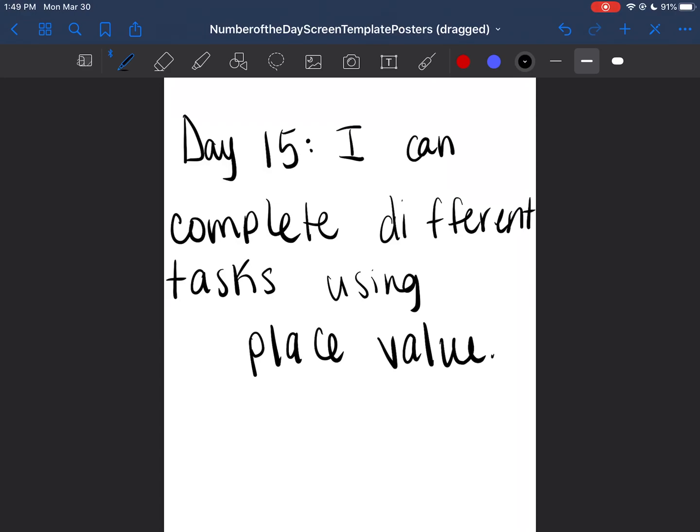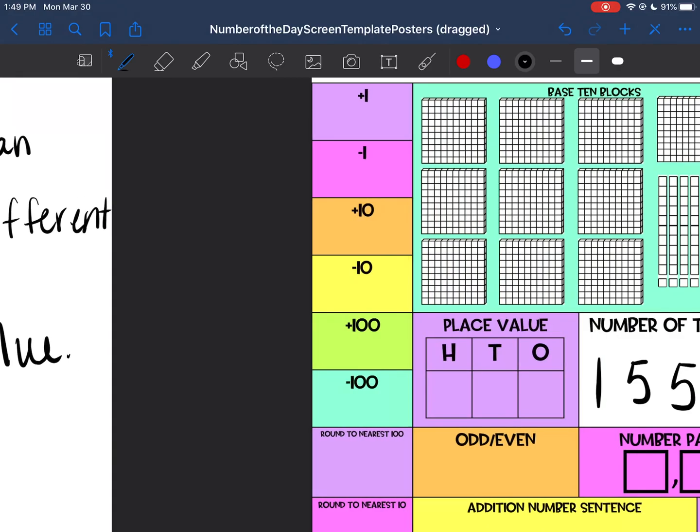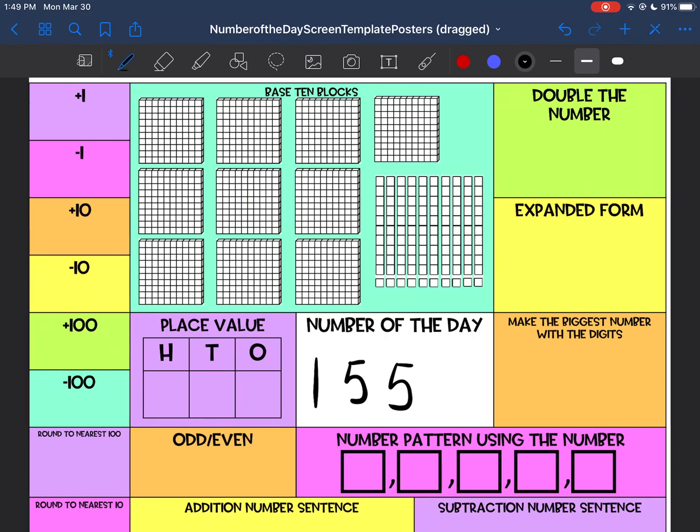All right, our I can is I can complete different tasks using place value. When you log on to PowerSchool, you're going to see a screen that's going to look like this. And I'm going to have a number of the day for you. You're going to have to do all of these tasks in your math notebook for the day, okay? All right, so the number of the day that I'm going to use for our example is 155. You can see it right here in the center.